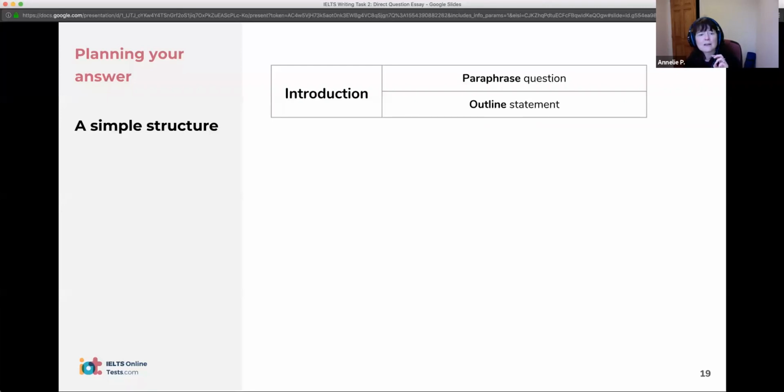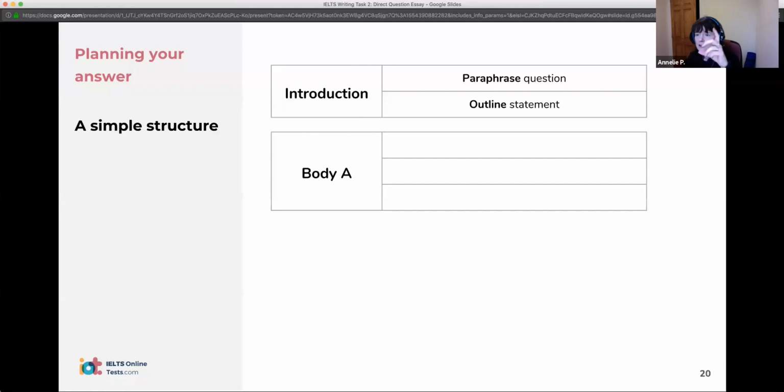Okay. So then we look at the 2 body paragraphs. Generally 2 is always going to work with the task 2 essays. So what are we going to do in body A? Okay, very good. Yes, we've got the topic sentence. So very good, very well remembered. So we're going to introduce the first question. Yes, very good, Chris. We're going to answer the first question very directly.